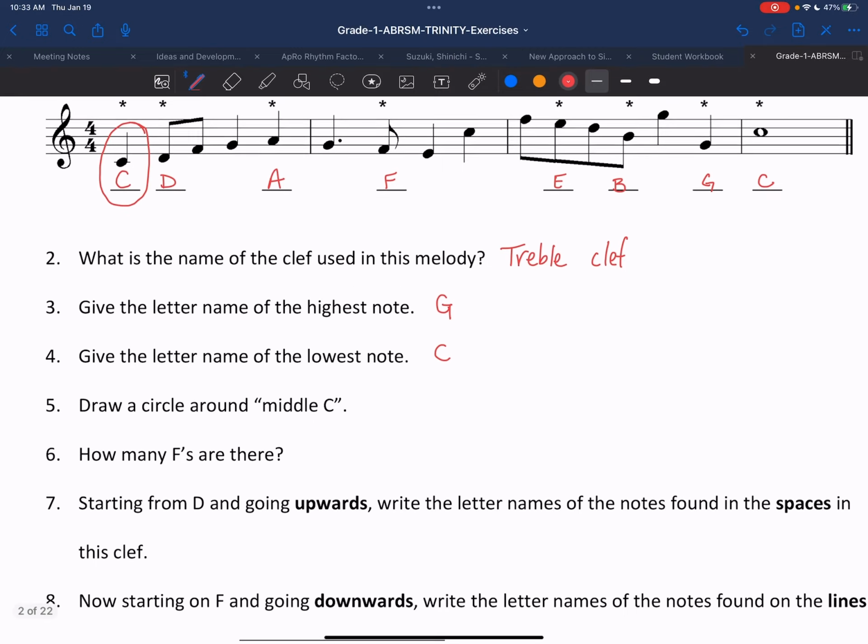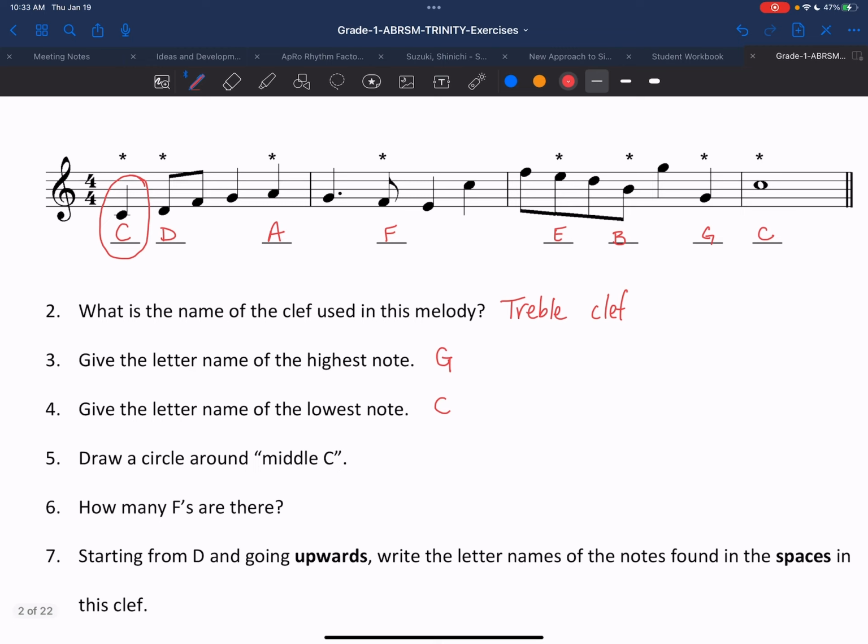Then it says how many Fs are there in our melody? We can count and we have one F here, we have another F here, and we have a third F here. So our answer is 3 Fs.